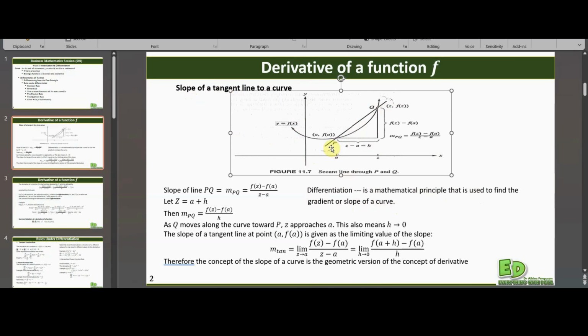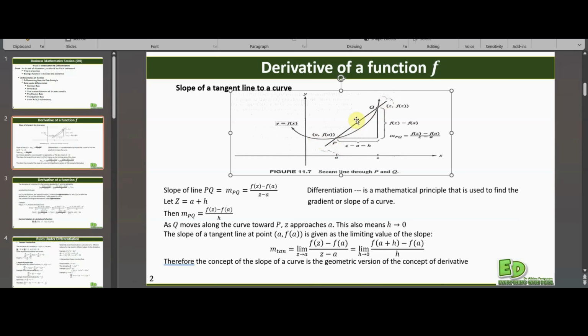So we also need 2 points with 4 coordinates. The 2 points we have here are point P and point Q. The first point P has 2 coordinates, A and f of A. F of A is functional notation. So I could say that this A is my x1, and this f of A is my y1.